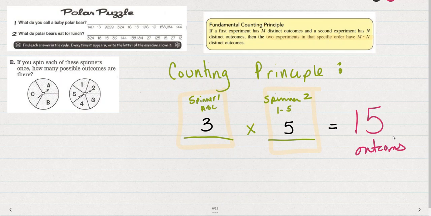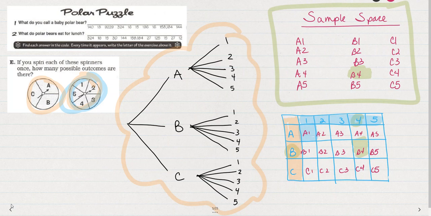Now let me be clear about this activity. One approach is just to jump to the answer and say, okay, it's easily 3 times 5. And that's okay in some cases. But I do want to highlight the importance of being able to create the tree diagram as well.